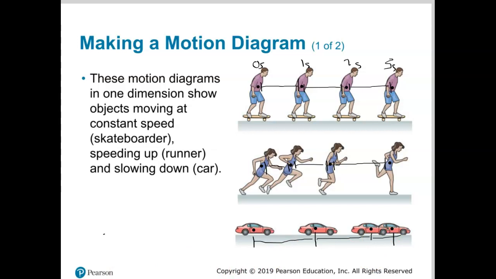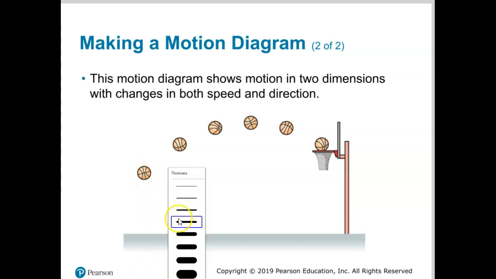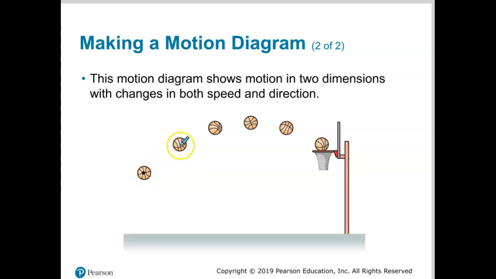We can use these motion maps to do more complicated types of motion. So we have a basketball, and we could use that as well. I could put the dots at the center of the basketball, and you can see now the basketball is going through multiple dimensional motion. It's moving up and down, and it's moving across, and we can see what's happening as it goes through with these motion maps.